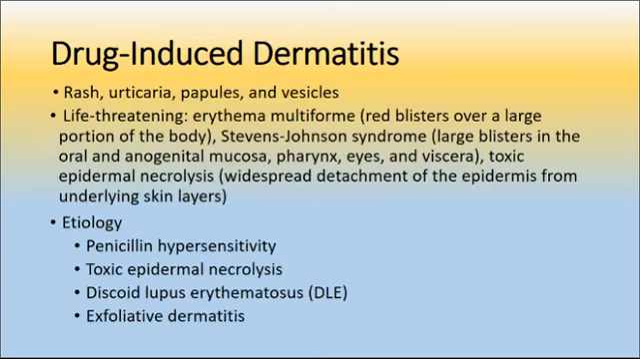I'm just going to keep going here. Drug-induced dermatitis: rash, urticaria, papules, vesicles, life-threatening erythema multiforme. Make sure you look over these. I did put your description here. Stevens-Johnson syndrome: large blisters in the oral and anogenital mucosa, pharynx, eyes, and viscera. Your erythema multiforme is red blisters over a large portion of the body.